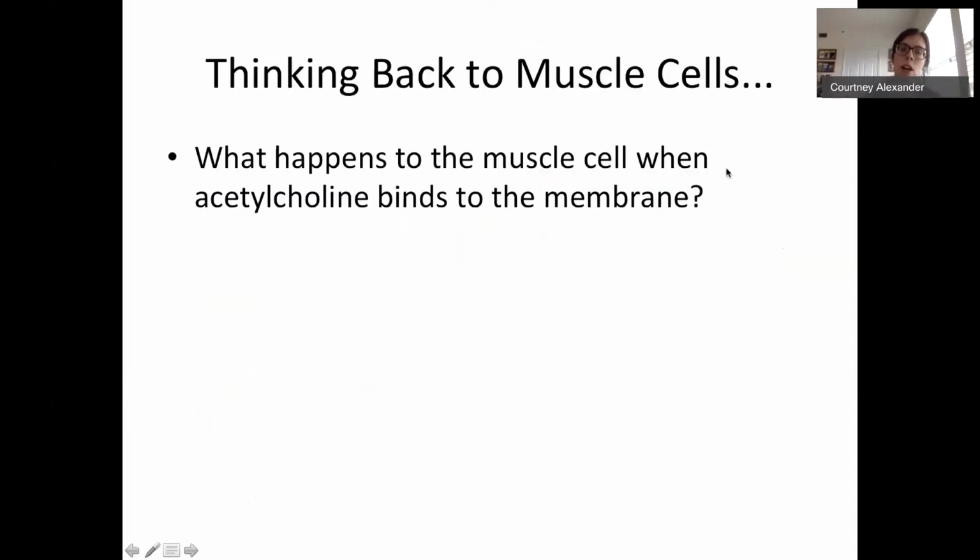Okay, let's talk about the meat of it here. So I want you to think back to muscle cells. What happens to the muscle cell when acetylcholine binds to the membrane? Well, it opens up that cation channel, right? And sodium will come in, and that will lead to a depolarization.